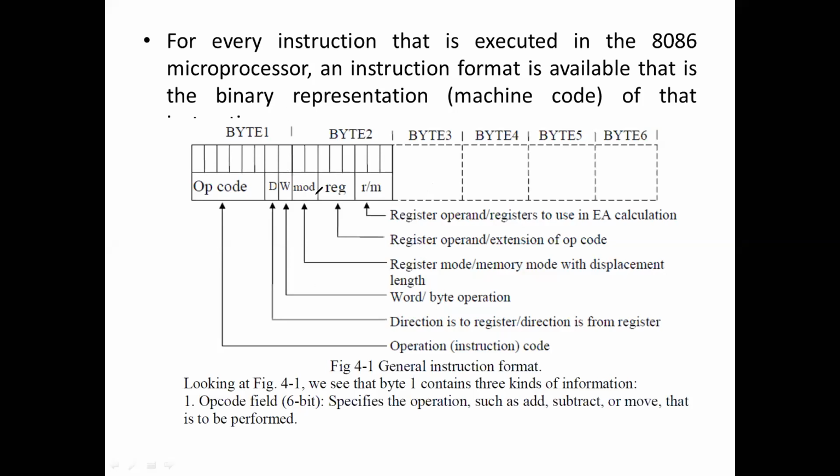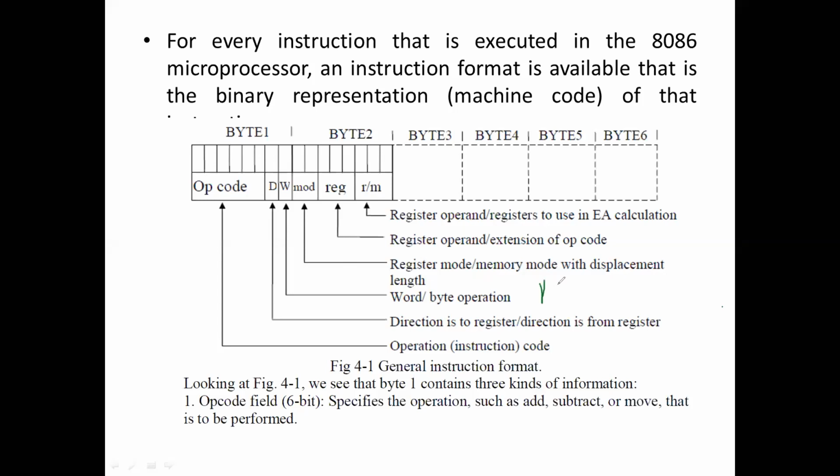Now the next byte contains 3 fields: the mode field, the register field, and the R-M field. The mode field basically defines whether we are operating in register mode or memory mode, meaning we are going to do the operation from a register or from memory. If memory is used, it may be without a displacement value, or with displacement, depending on the addressing mode. The mode means the addressing mode we are dealing with. It can be the register mode or the memory mode. Memory mode can be with a displacement value or without displacement.